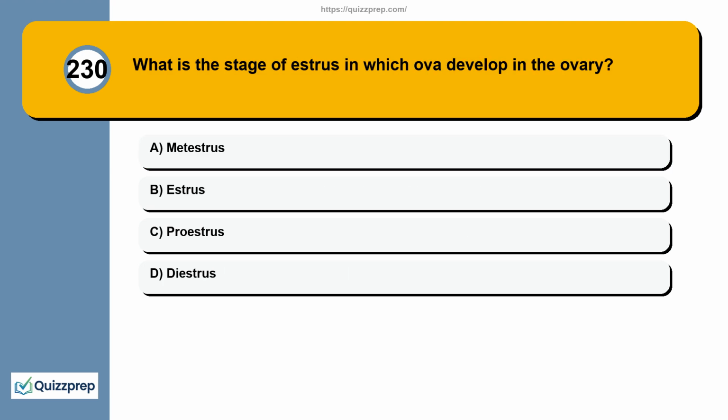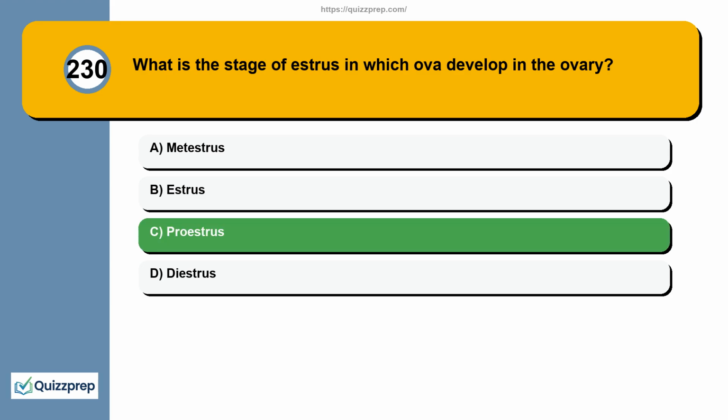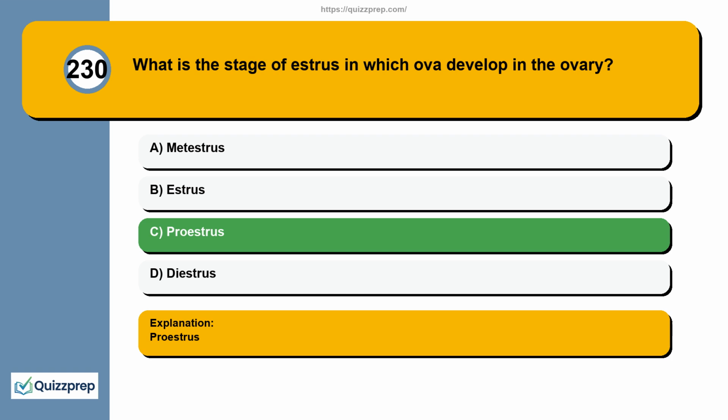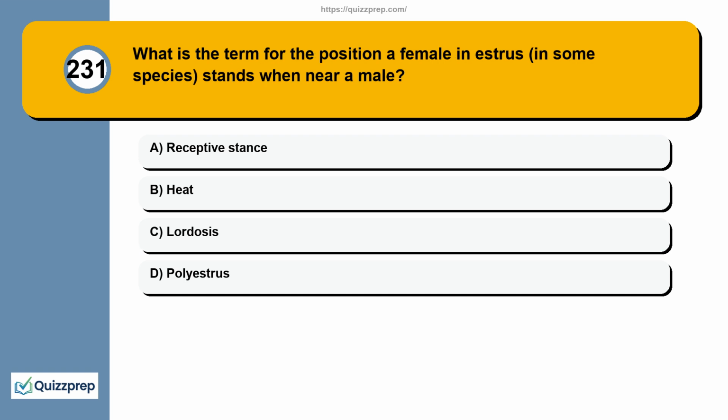Question 230. What is the stage of estrus in which ova develop in the ovary? Option A. Metestrus. Option B. Estrus. Option C. Proestrus. Option D. Diestrus. The correct answer is option C. Proestrus.